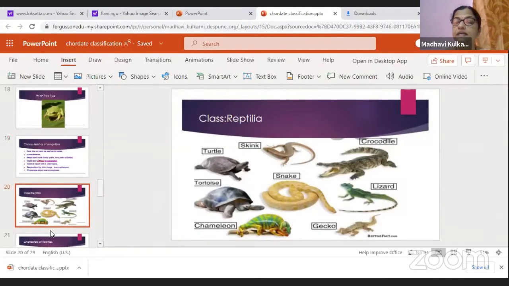Next is the class Reptilia. First, you see the variety of pictures of the reptiles. Turtle and tortoise. Actually, here the names are printed opposite. What is the difference? I will tell you. The tortoise is having well-developed claws or nails. And tortoise, it lives on the land. While the turtle, they live in the sea water and their legs are modified as a flap-like structure for swimming.